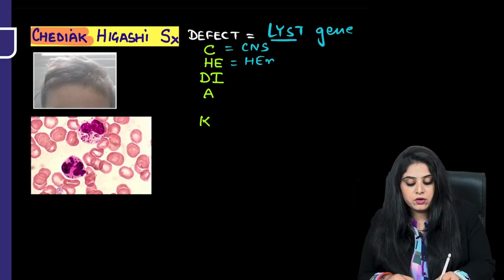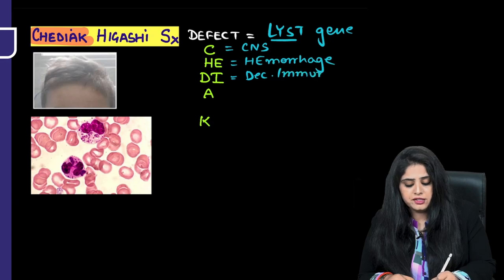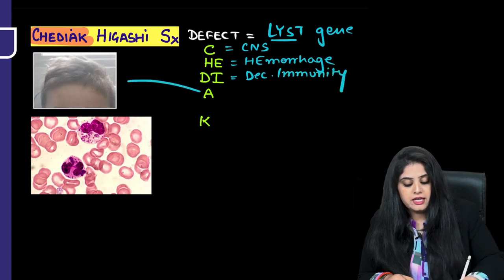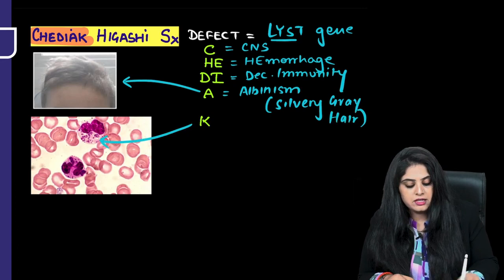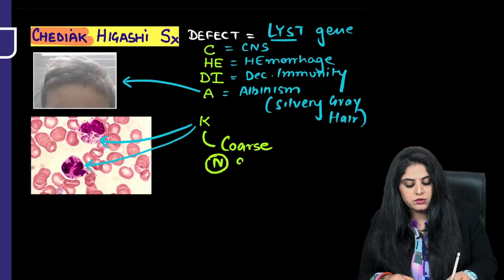HE was standing for all hemorrhage and bleeding related problems. DI was standing for decreased immunity, means lots and lots of infections. A was standing for albinism. If you remember, this child had, you can see the hair, this child has silvery gray hair. So that's going to be one picture that will be given to you. And K was standing for, look at the granules. We can see some huge granules. Coarse neutrophilic granules. The neutrophil is showing you coarse granules in the cytoplasm.